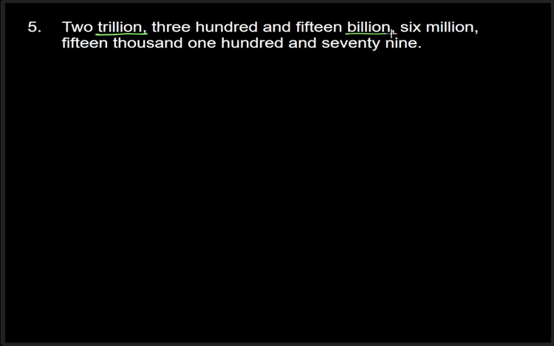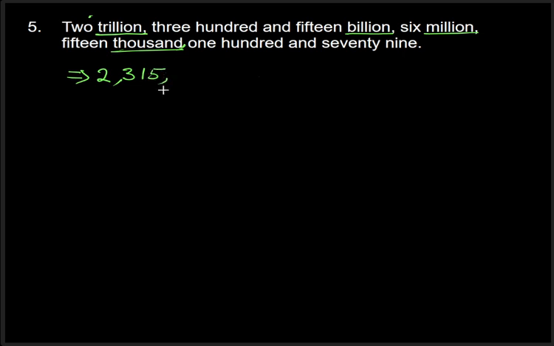2,315,000,000,000, 6,015,000. Okay, there should be a comma here. 15,000 and then 179. Okay, let's see what we have. This implies 2 trillion. So trillion is the only one that is permitted not to have 3 digits. So what do we have? 2 trillion, 2, comma, 315.